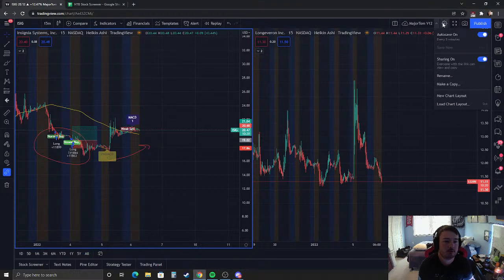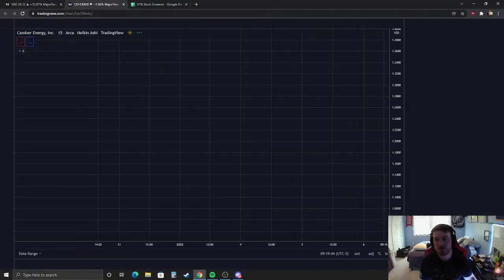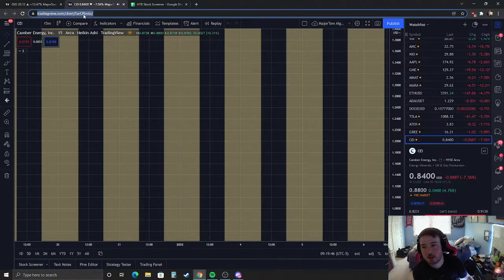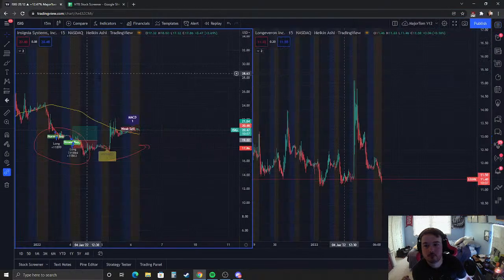Let me load V1 and just copy this, and I'll make sure that sharing is on. Cool.